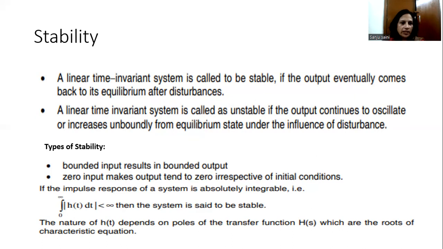The stability of a linear time invariant system is judged with the help of two criteria. First is the BIBO criterion, termed as bounded input, bounded output. If a bounded input results in a bounded output for a control system, then it is said to be BIBO stable. And if, in the absence of input, the output tends to go to zero irrespective of initial conditions, then the system is said to be asymptotically stable. These are the two main criteria for ascertaining the stability of a control system.